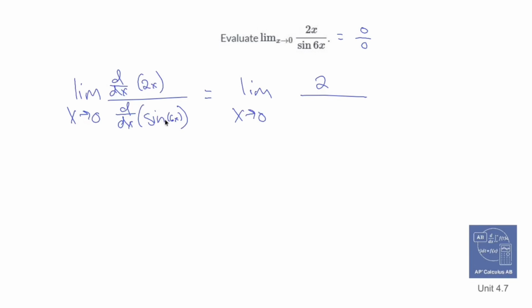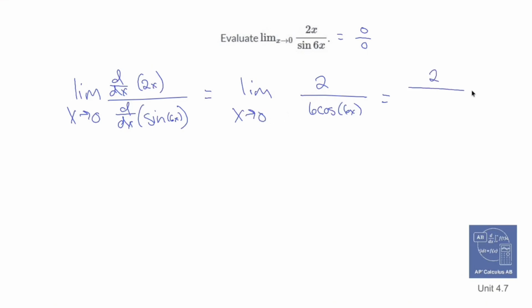If I take the derivative of the denominator, that's going to be, now this is chain rule, so take the derivative of the outside, which is cosine, keep the inside, which is 6x, but multiply everything by the derivative of the inside. The derivative of 6x is just 6. Now I should be able to plug in 0.